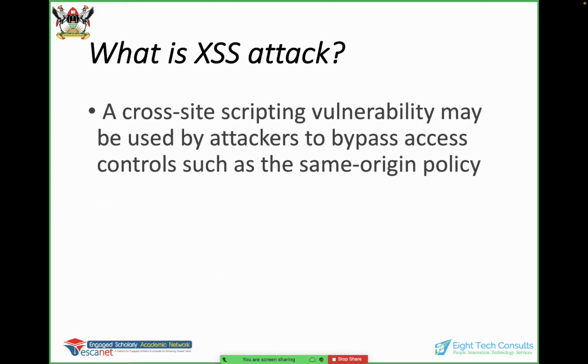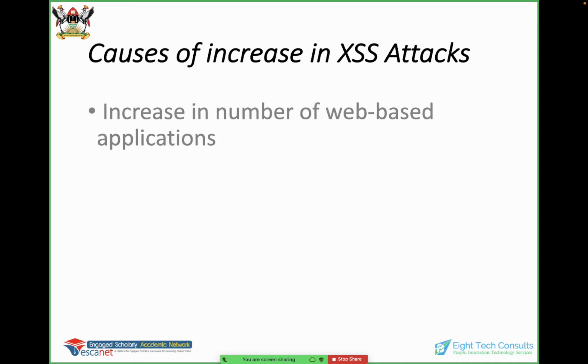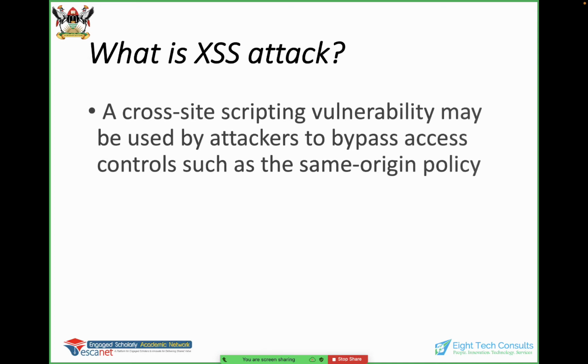So, a cross-site scripting vulnerability may be used by attackers to bypass access controls such as same-origin policy. The attackers can use your website, for example: you have set your things to display from a certain server, but the attackers make your site display things from a different server.